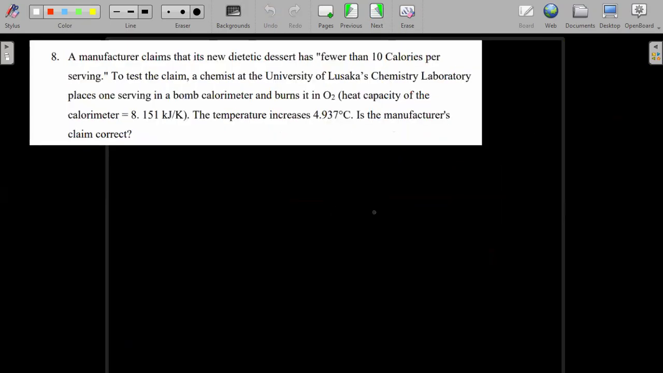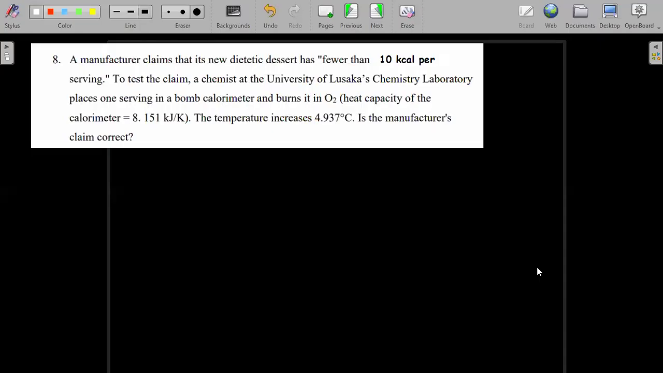All right, so now let's look at question number 8. Question number 8 reads, a manufacturer claims that its new dietetic dessert has fewer than 10 kilocalories per serving. To test this claim, a chemist at the University of Lusaka's chemistry laboratory places one serving in a bomb calorimeter and burns it in oxygen.